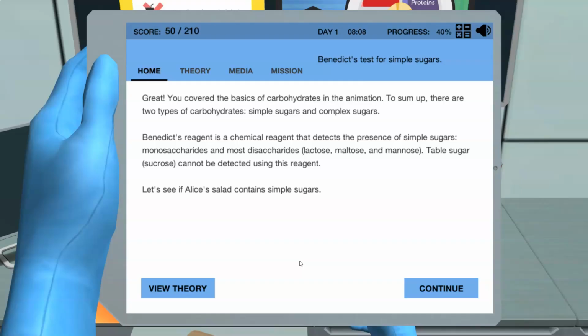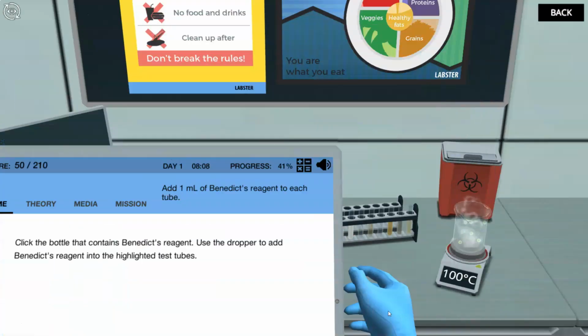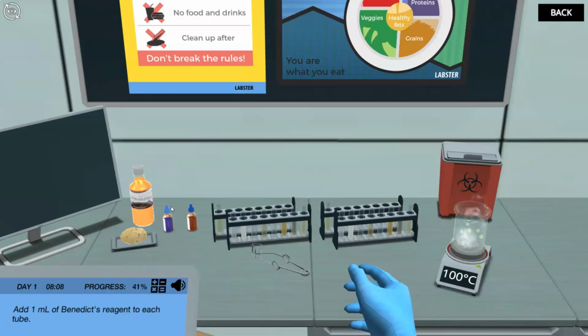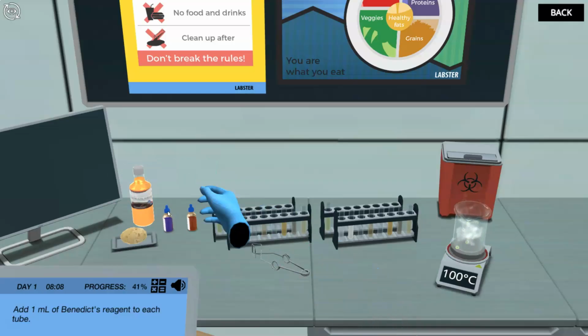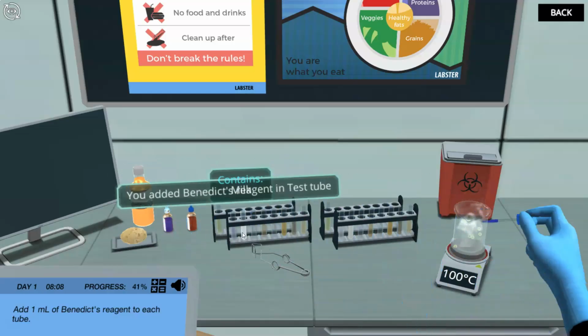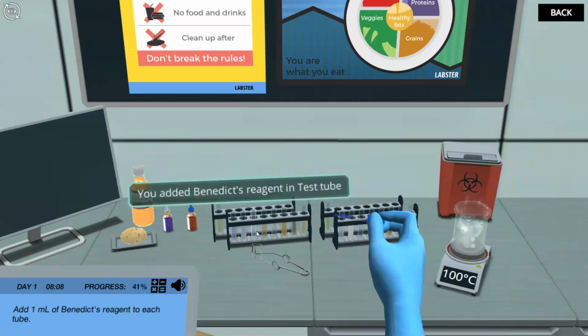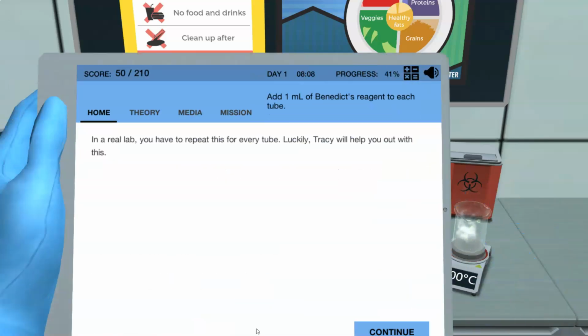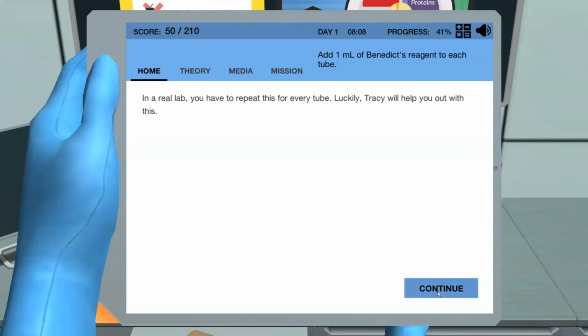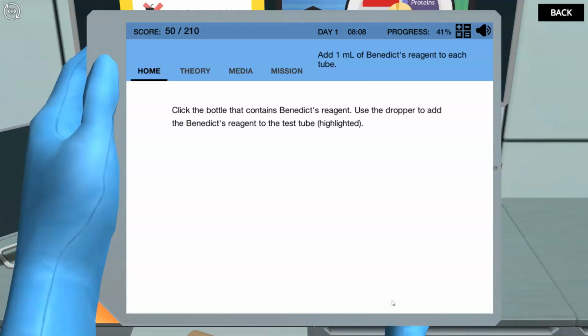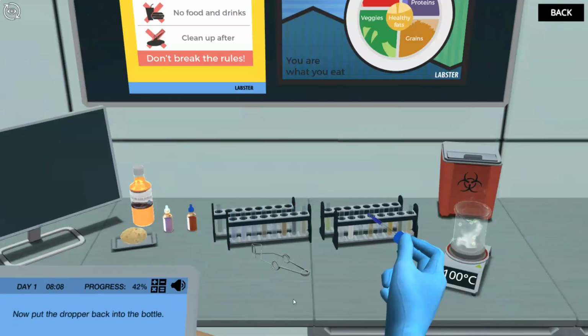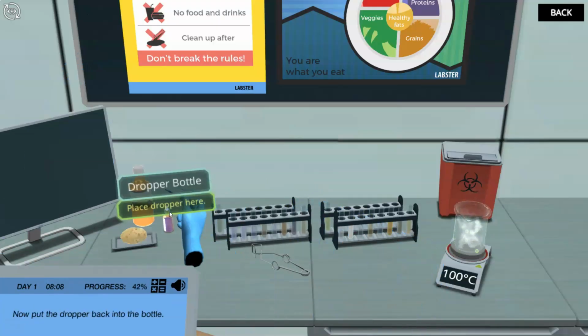Let's see if Alice's salad contains simple sugars. Add 1 milliliter of Benedict's reagent to each tube. In a real lab, you have to repeat this for every tube. Luckily, Tracy will help you out with this. Now put the dropper back into the bottle.